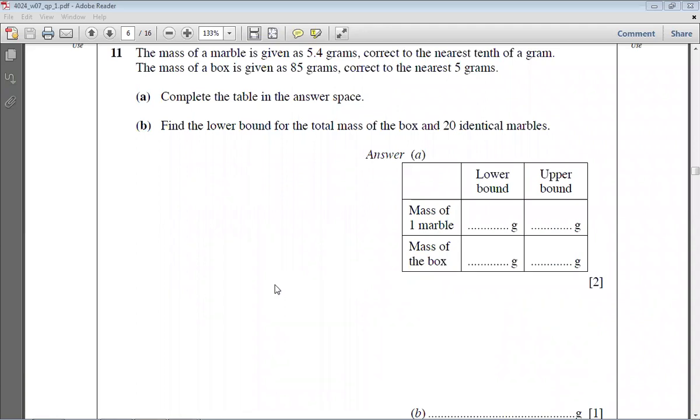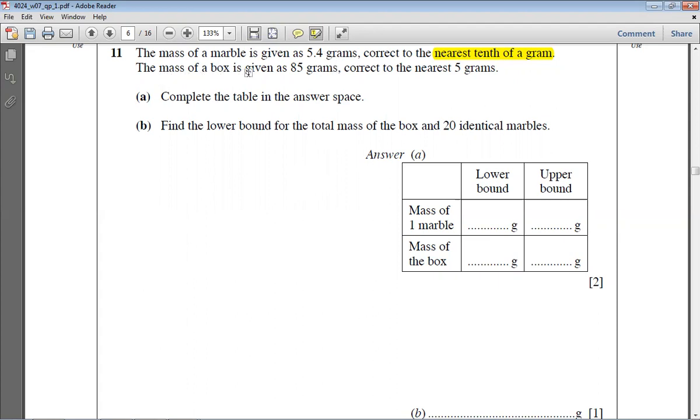So question number 11, the mass of a marble is given as 5.4 grams, correct to the nearest tenth of a gram. This sentence is very important. If something is correct to the nearest tenth, it means 1 by 10, so 0.1. What we will do is divide the 0.1 by 2, you will get 0.05, and that will be added to this measurement. That will give me the upper bound. When that 0.05 is subtracted from this, you will get the lower bound.